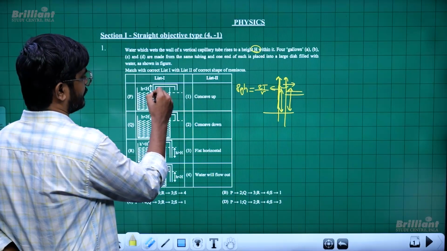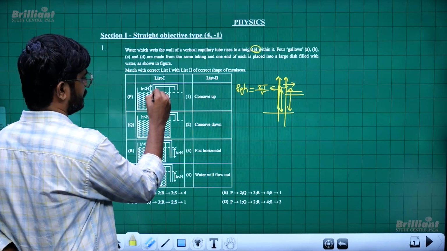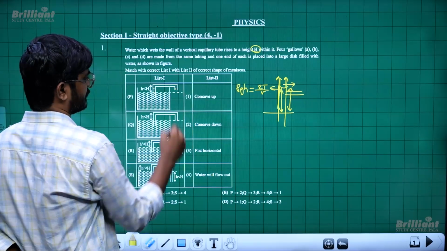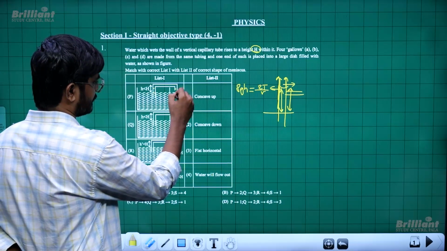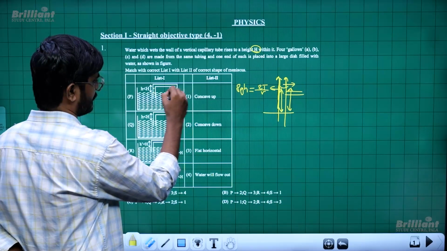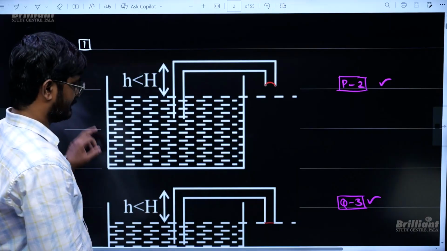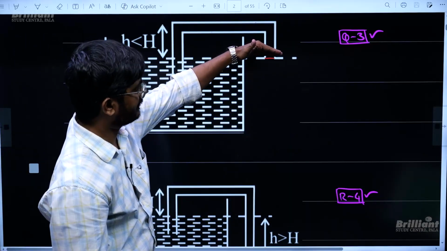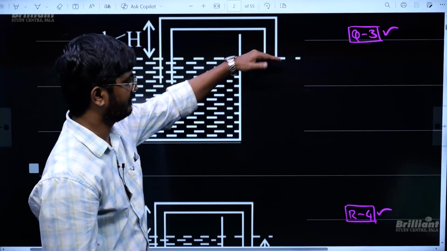And you should understand the pressure here is P naught, the pressure here will be less than P naught, the pressure here and here will be the same, which is less than P naught. Pressure outside is P naught, pressure inside is less than P naught. So, it is going to take some shape like this. Now, here this pressure and this pressure are P naught, inside pressure and outside pressure were P naught. So, it will be flat.